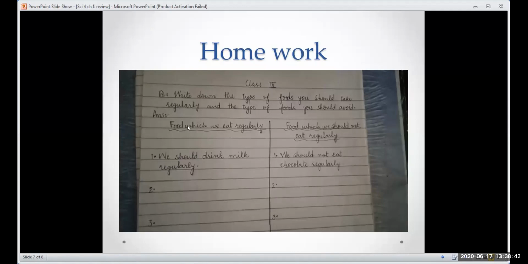Food that you eat regularly. In the previous topic, there are a lot of food items in carbohydrates, proteins, fats, vitamins, minerals. Which thing you are going to take regularly and which thing you are going to avoid. So this is basically your homework.